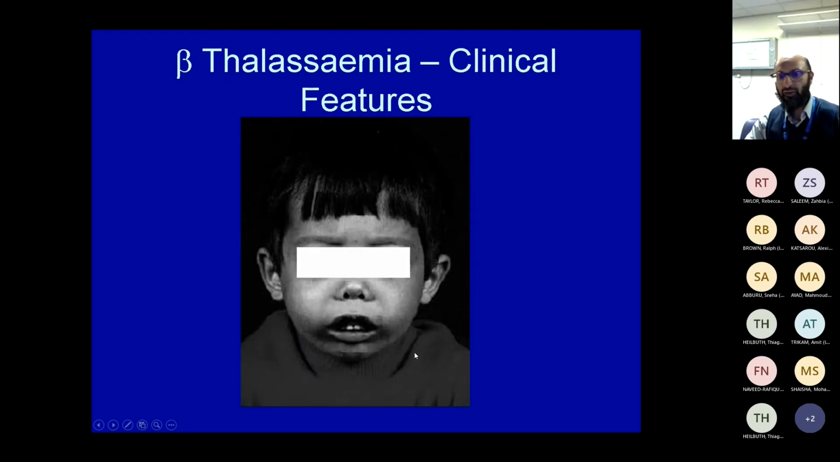Okay, and this is a picture that we used to see in the past, and still present obviously in many parts of the world, where children are not adequately transfused and then do develop these skeletal abnormalities. And here you can see this expansion of the maxillary bones, and also frontal expansion as well, although that's not so prominent here.